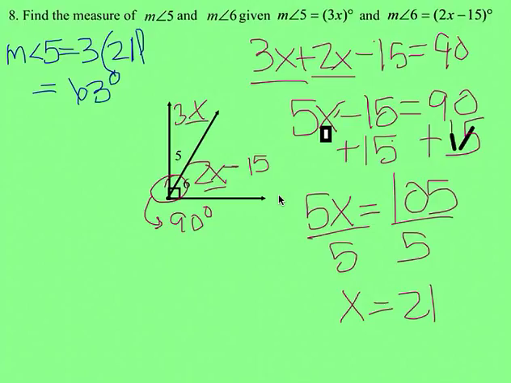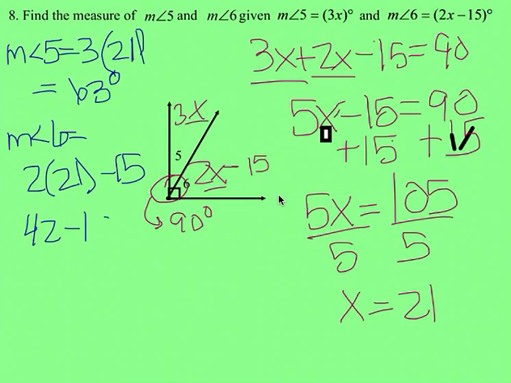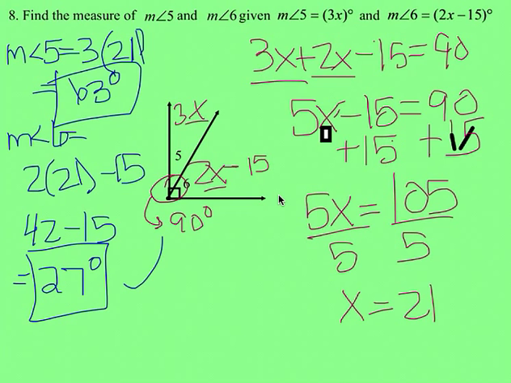Now for the measure of angle 6, okay, I'm going to have 2 times my 21 minus 15. So 2 times 21 is 42 minus 15. So 42 minus 15 is 27 degrees. So those are my two answers, 27 and 63. I can check, and they both add up to 90, so I did that correctly.